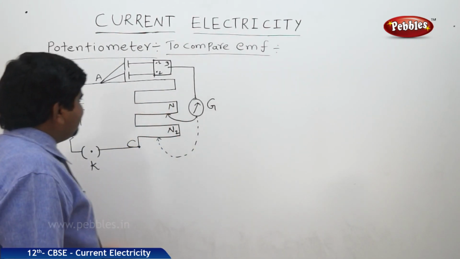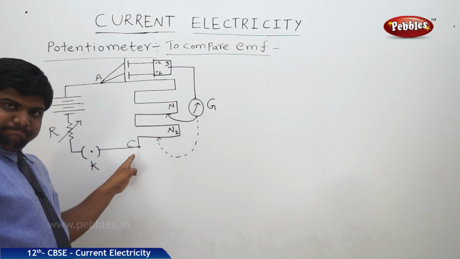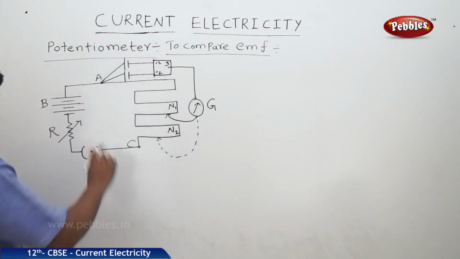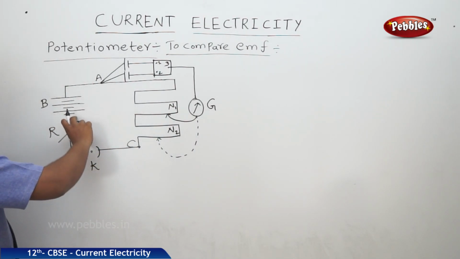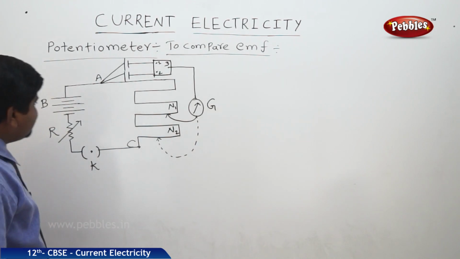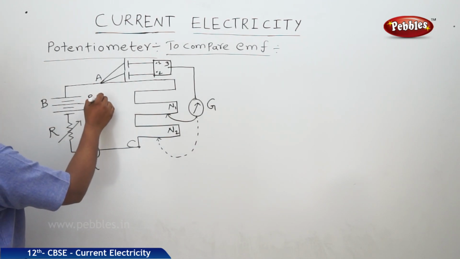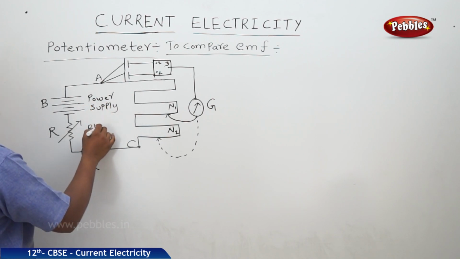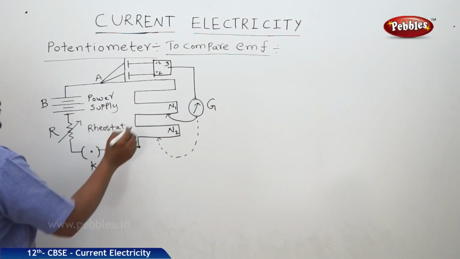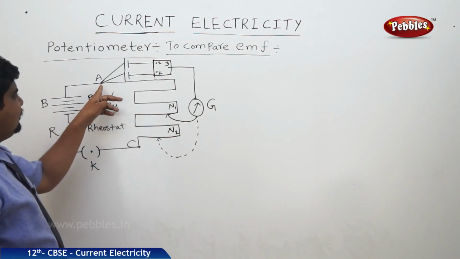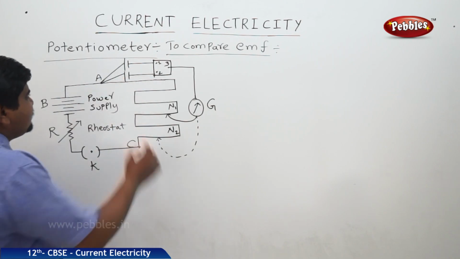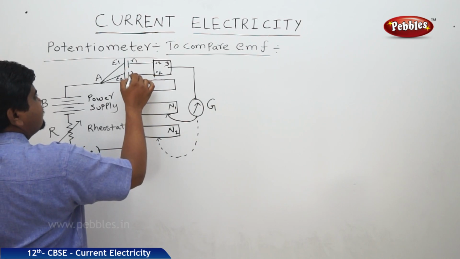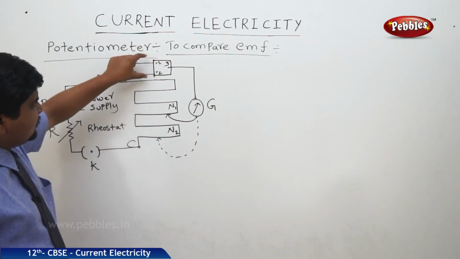What is the construction? The metal strip is folded like this. These two are the balancing lengths. Now this B is the power supply. This R is the variable resistance or rheostat. Plug key. At the point A, these are the two cells, with E1 and E2 EMFs and resistances R1 and R2. And this is the switch box.